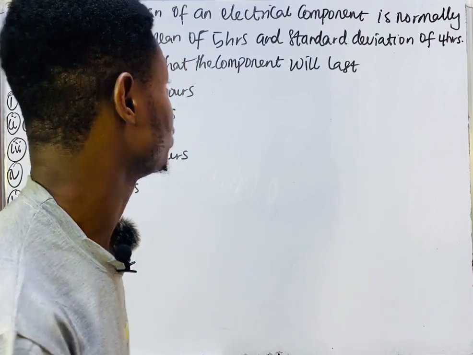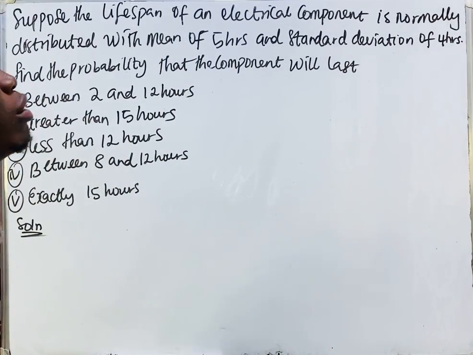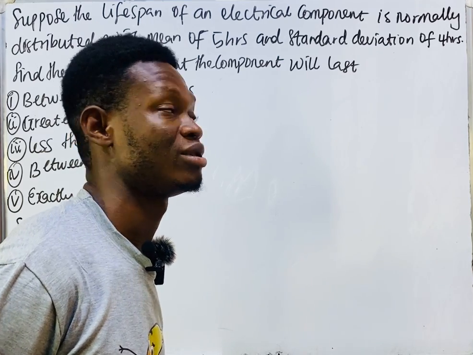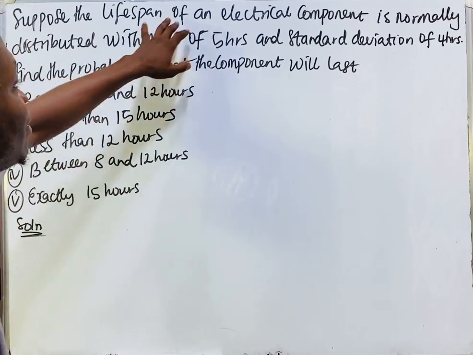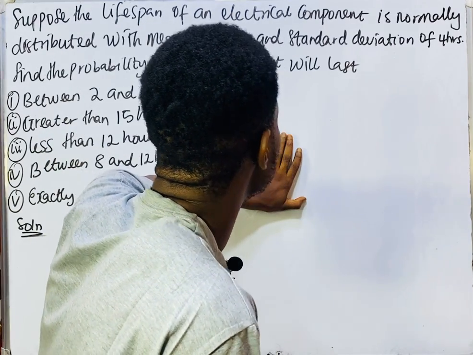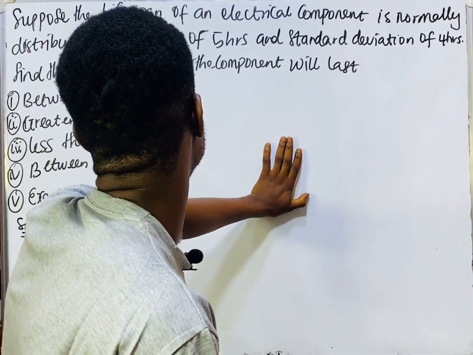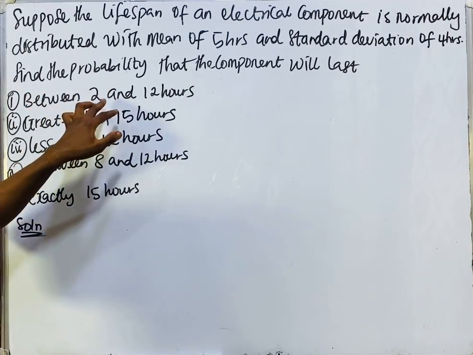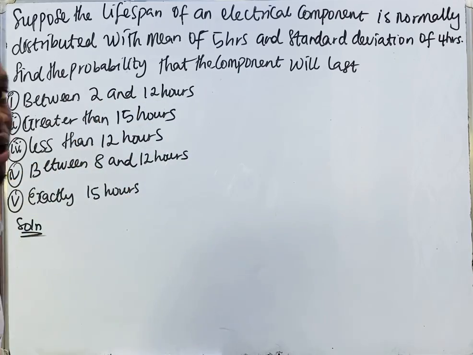So we'll be solving this question. We are still under standard normal distribution. Suppose the lifespan of an electrical component is normally distributed with a mean of 5 hours and a standard deviation of 4 hours. Find the probability that the component will last between 2 and 12 hours.